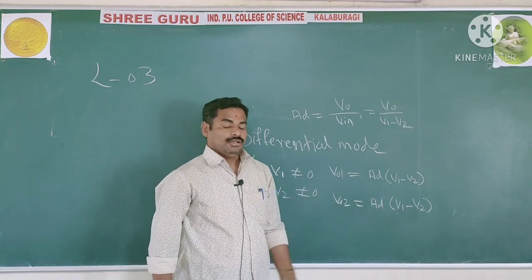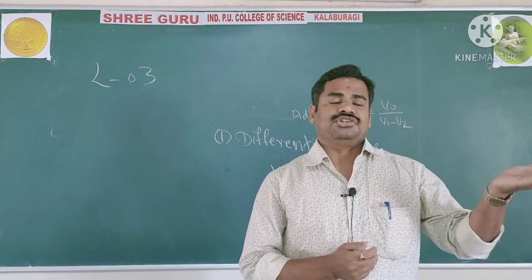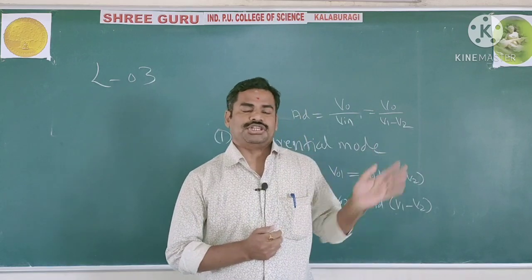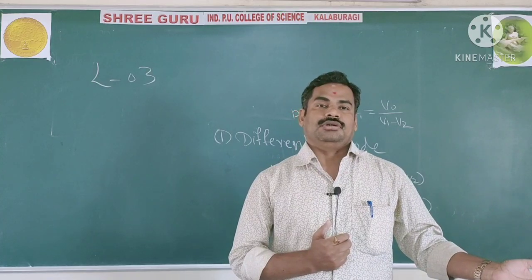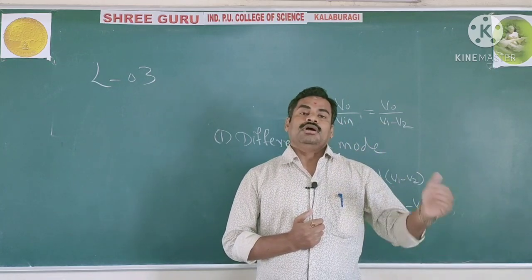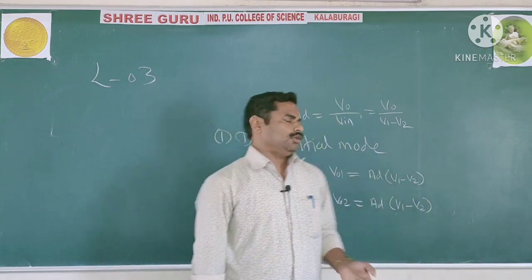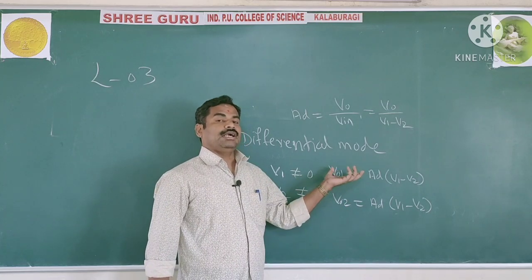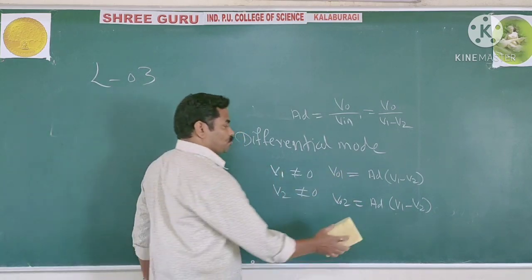If you apply both the inputs simultaneously, it is not possible to find out the output simultaneously. That's why, as you studied in the working of the dual input balanced output differential amplifier, you consider only one input and make the remaining one ground. Another time you take the other input and make the remaining one ground. And finally, if you apply the superposition theorem, then we can add both the inputs.